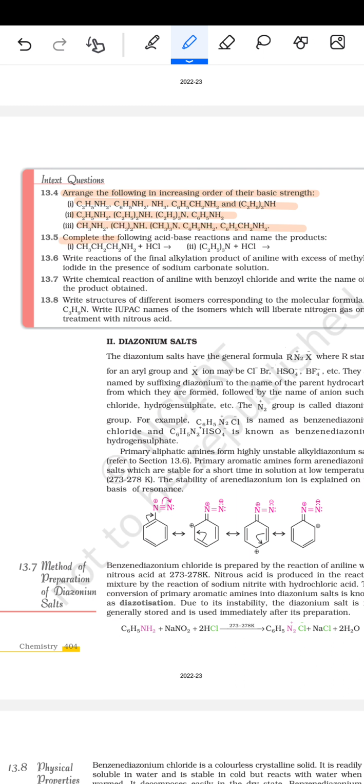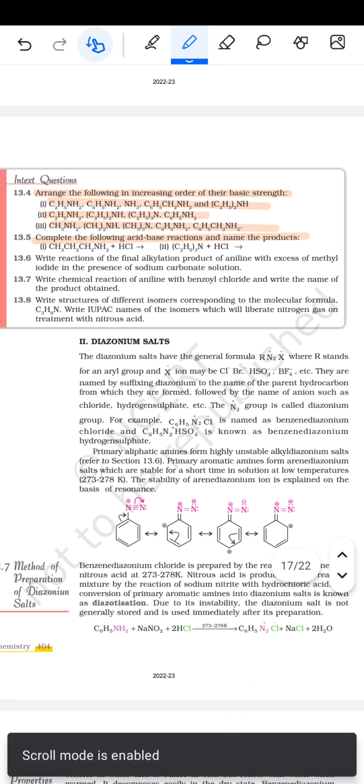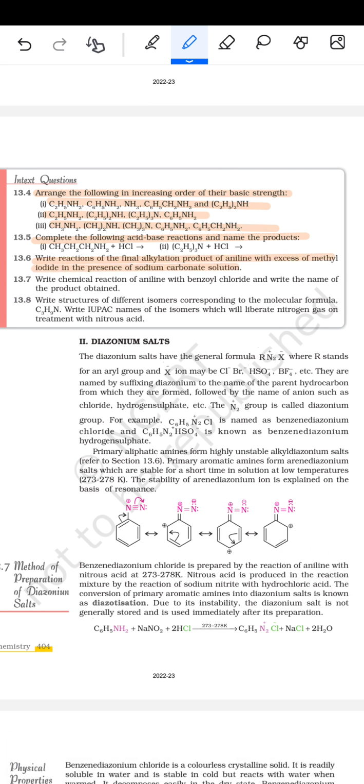उसके बाद आता है complete the following acid base reaction and name the products. फिर उसके बाद आता है कि write the reactions of the final alkylation product of aniline with excess of methyl iodide in the presence of sodium carbonate solution. फिर write chemical reactions of aniline with benzoyl chloride and write the name of the product obtained. उसके बाद फिर write the structures of the different isomers corresponding to the molecular formula C3H9N. Write IUPAC names of the isomers which will liberate nitrogen gas on treatment with nitrous acid.